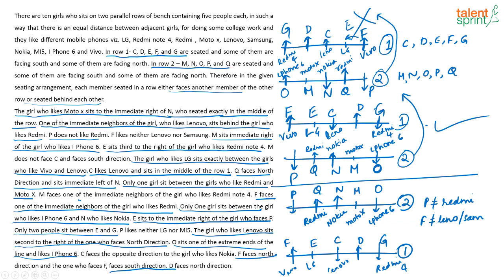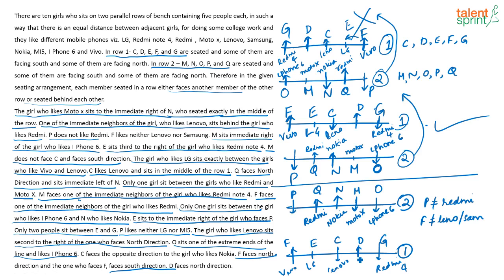Now let us complete this. So here what is remaining? We have to find the directions also, right? We have, M does not face C and faces south direction. So M is facing south direction. I have found out the direction of M. Then M faces one of the immediate neighbors of the girl who uses Redmi Note 4, that is also used. Then which is the statement? P neither likes LG nor MI5. So P does not like MI5.